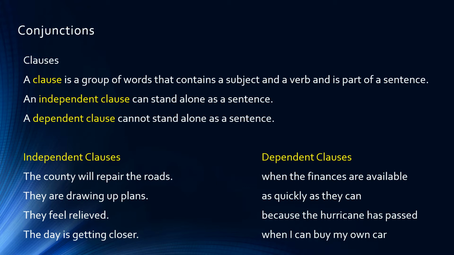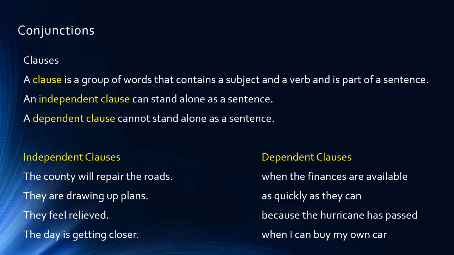And finally, look at the last dependent clause, when I can buy my own car. Well, we've got a subject, I, we have a verb, can buy, but it doesn't make full sense. But when we combine it with the other independent clause adjacent to it, the day is getting closer when I can buy my own car. Well, that's a perfectly good sentence that's made up of an independent clause and a dependent clause.